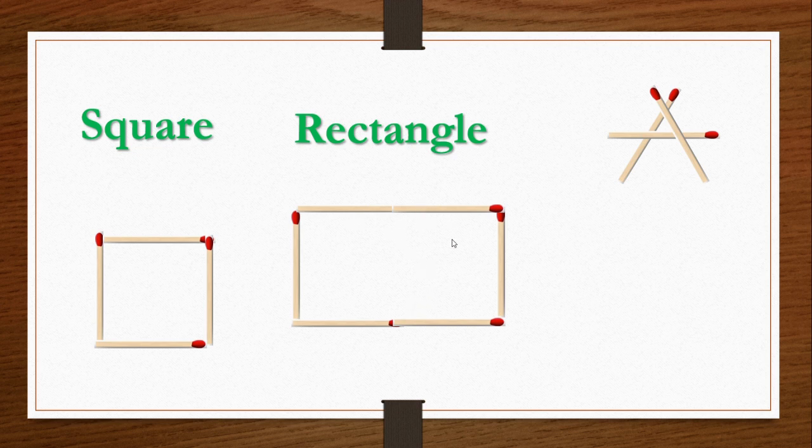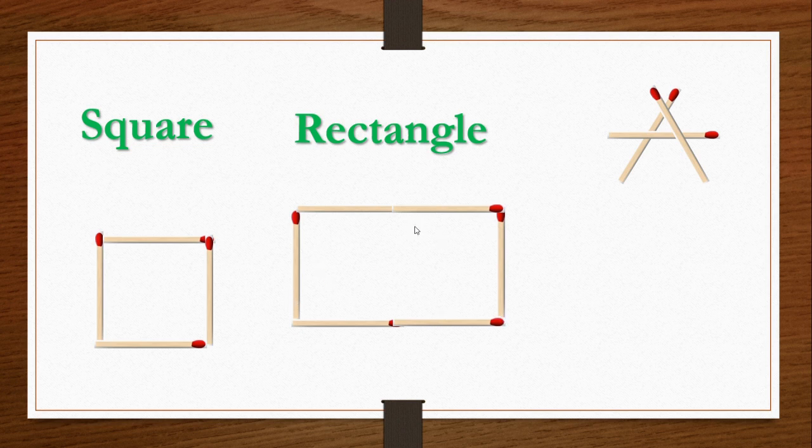This also has 4 sides, 4 corners. Now, please compare these two figures and tell me the difference between square and rectangle. Yes. Very good. All the 4 sides of square are equal. But what about rectangle? These 2 sides are larger than these 2 sides.